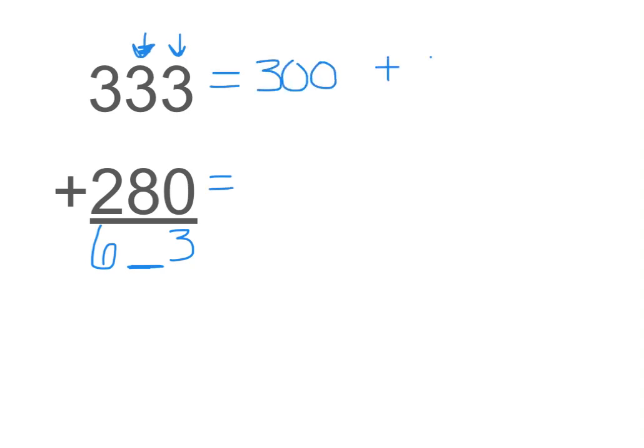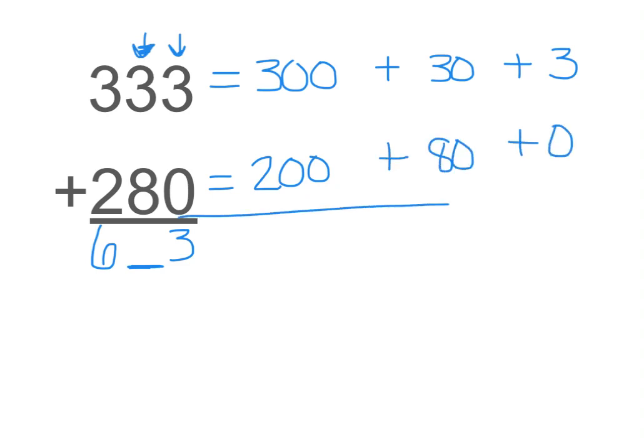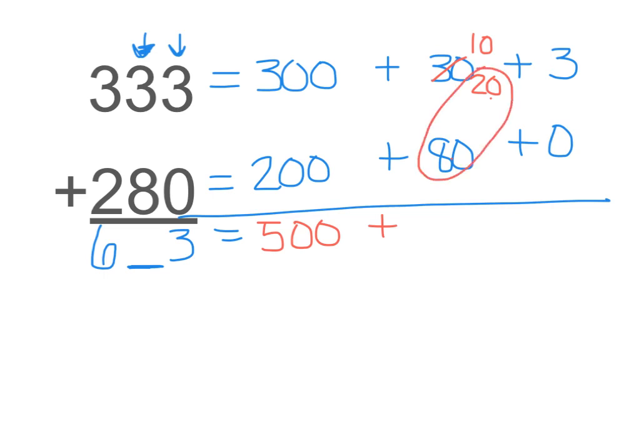300 plus 30 plus 3. 200 plus 80 plus 0. 300 plus 200 equals 500. 80's partner, remember I always start with the bigger number. 80's partner is 20. So I'm going to break that 30 into a 20 and 10 so I can make 100.